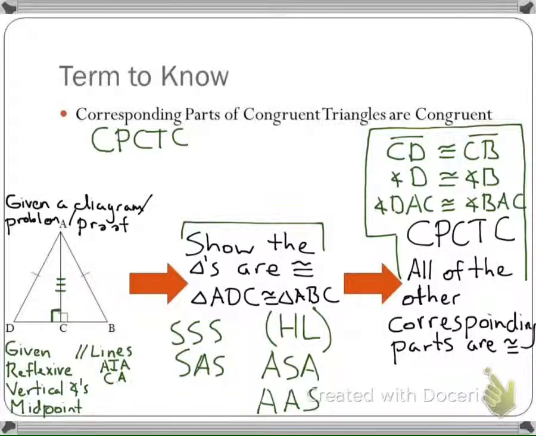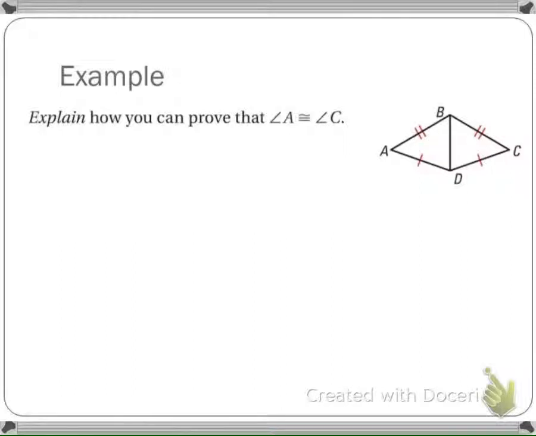So let's look at a proof and see how we really use it. And you're also going to notice how it's not very different than what we've already been doing with our proofs. So explain how you can prove that angle A is congruent to angle C. Instead of explain, we're just going to do the proof, and that'll kind of help us work through the process. So 2-column proof. Let's start with what we're given.